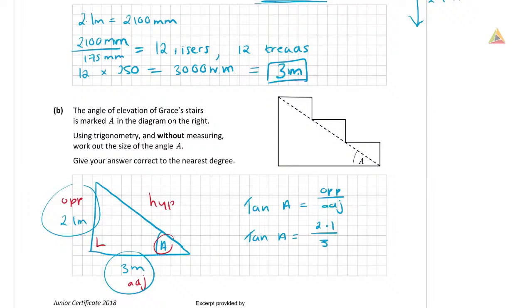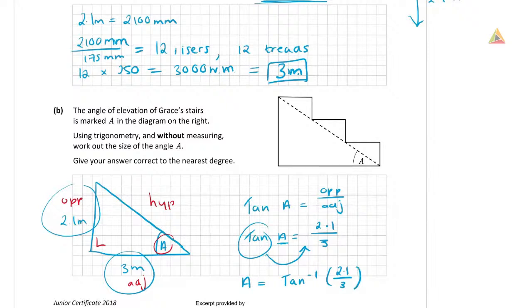Now, we want what A is, not what the tan of A is. So we need to get rid of the tan. We need to bring it under the equal sign. There's a rule here: when you bring tan under an equal sign, we get the tan inverse. So A is equal to the tan minus 1 of 2.1 over 3.